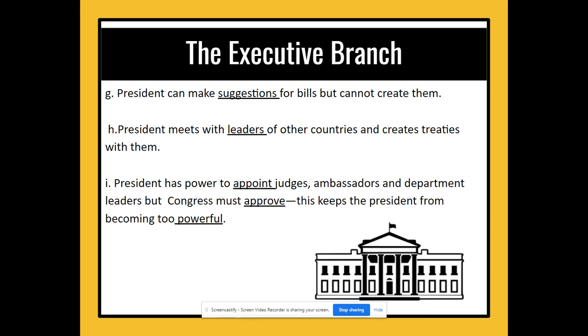The executive branch also allows the president to make suggestions to the bills that can or cannot be created. He meets with the leaders of other countries in order to create treaties with them. And then the president has the power to appoint judges, ambassadors, and department leaders, but the Congress must approve, which makes sure that the president does not become too powerful.